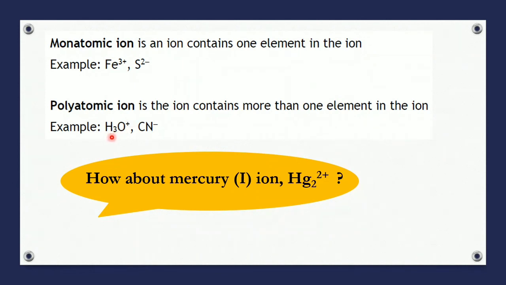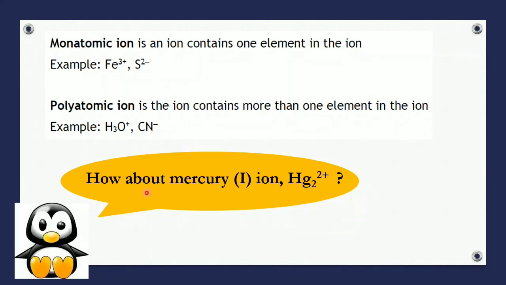Example, H3O+, CN-. And how about Hg2 2+? How about the mercury(I) ion? Is that polyatomic or monoatomic? So the mercury(I) ion has more than one atom, so it is considered a polyatomic ion.